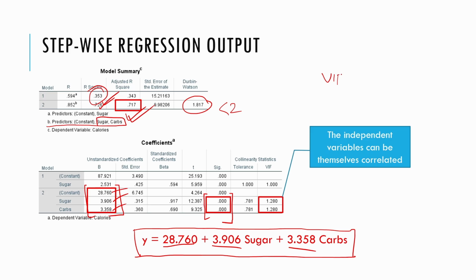VIF. VIF stands for variance inflation factor. Why we should discuss that? Sometimes it may so happen that you have selected independent variables, that is fine, more than one independent variables are there, but these independent variables can be themselves interrelated or intercorrelated.